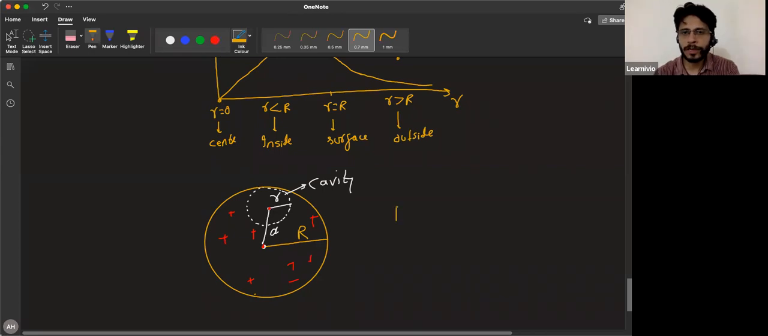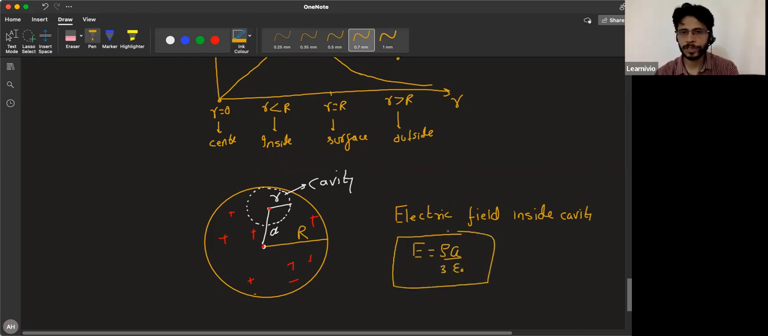So when you calculate the electric field inside the cavity, it comes out to be rho A divided by 3 epsilon naught. So this is the expression of the field inside the cavity. See, inside the cavity, the field depends upon A. And what is A? It's the separation between the center of the cavity and the center of the sphere.